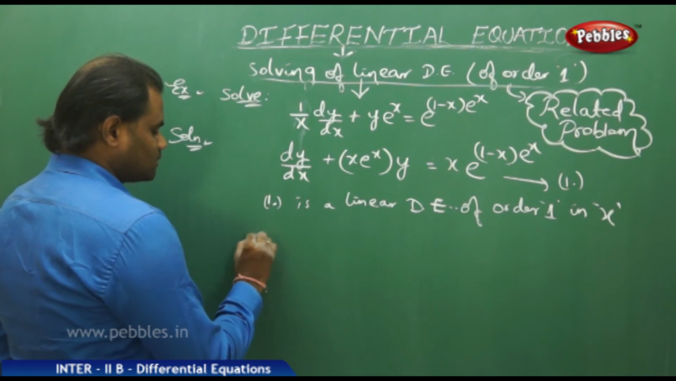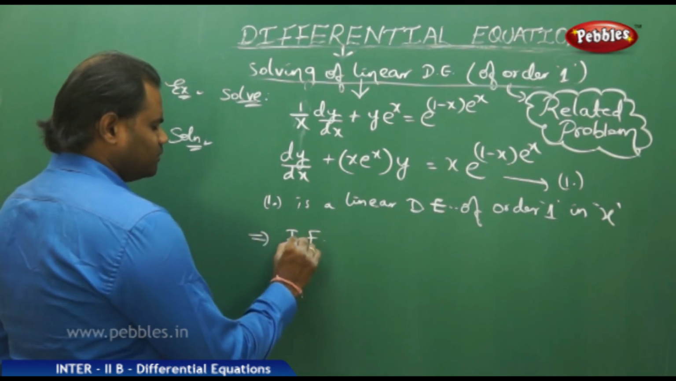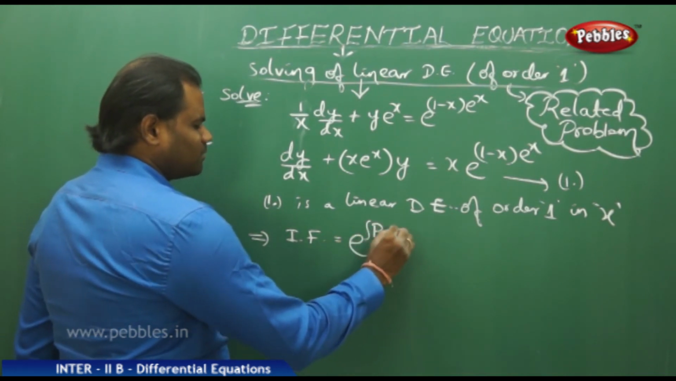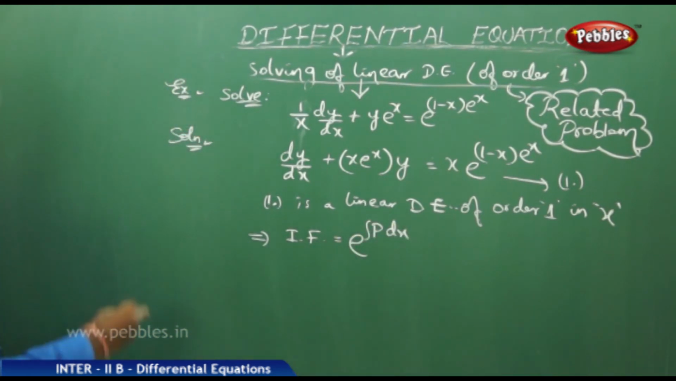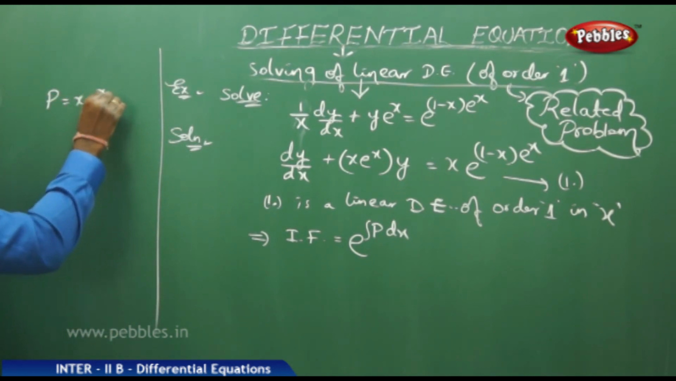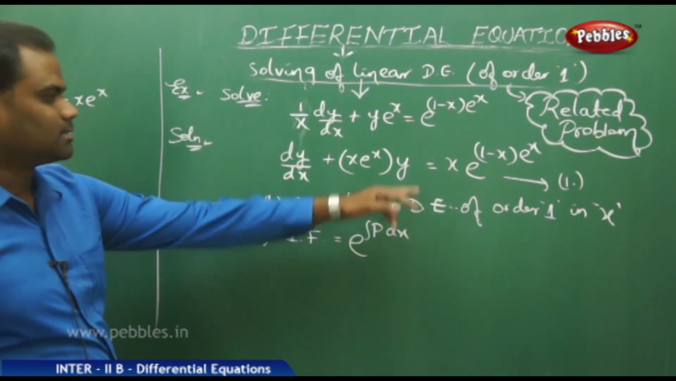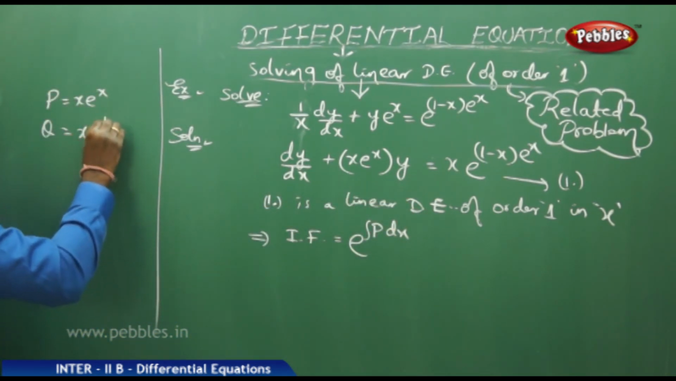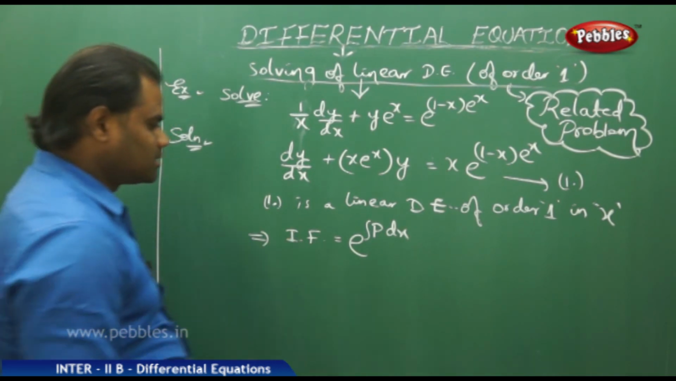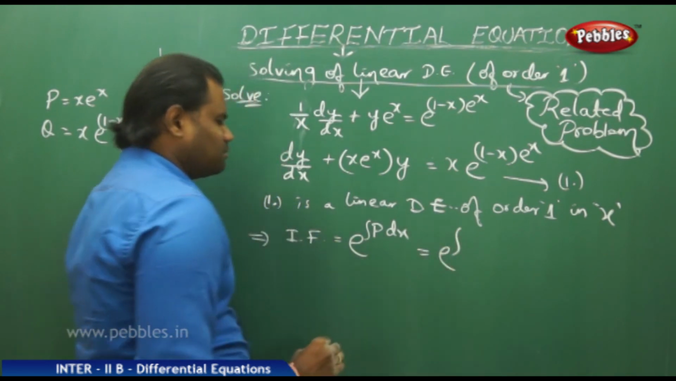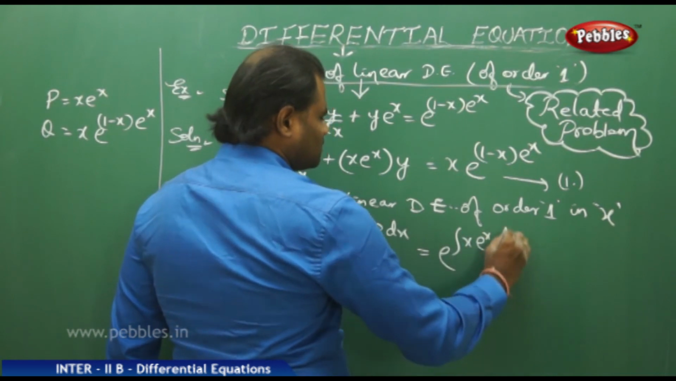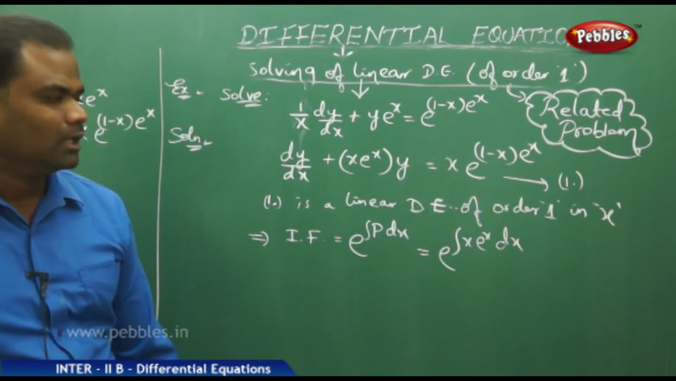That implies the integrating factor, denoted by I.F., is e power integral p dx, where my p is x e power x and my q is x times e power 1 minus x of e power x. So taking this integrating factor with p, which is x e power x, we get this in the form of this.